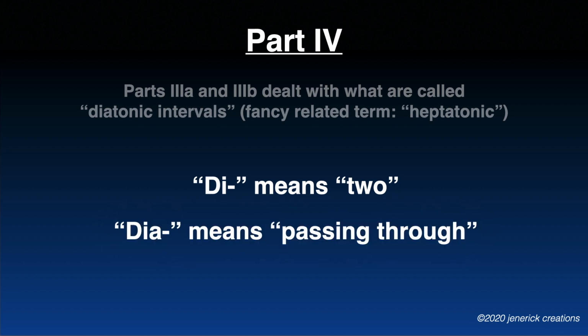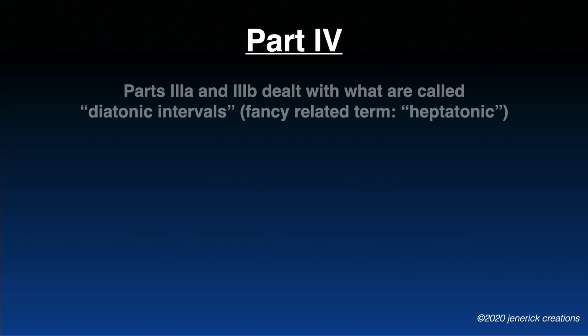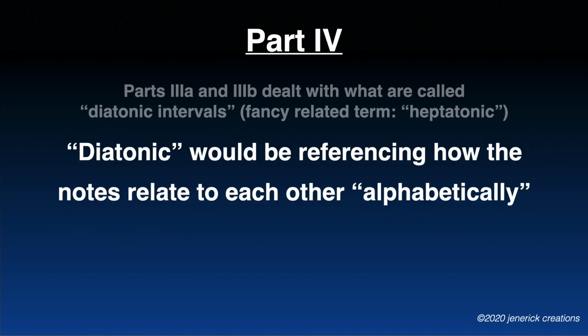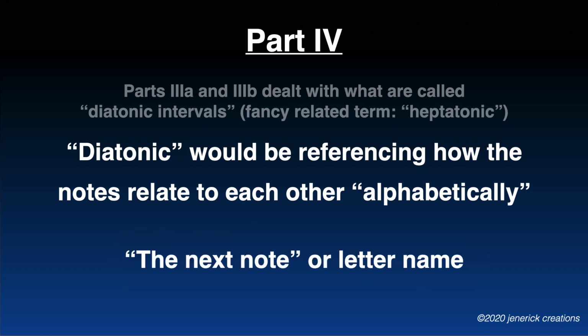So let's go on to the term diatonic. Di means 2, and dia means passing through. Diatonic would be referencing how the notes relate to each other alphabetically: the next note or letter name. So for instance, A to B would be diatonic motion. A to B to C would also be diatonic. C, D, E would be diatonic. Going backwards, E, D, C is also diatonic. You could start on G, F, E, D. Those would all be diatonic motion because you're moving from one note to the very next letter name.